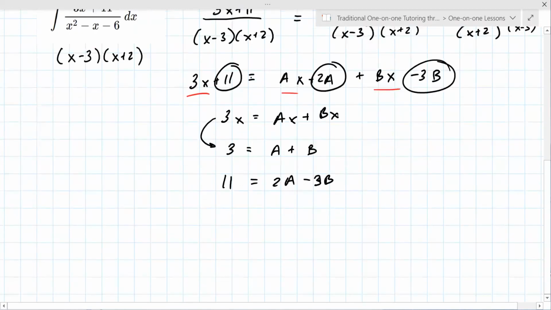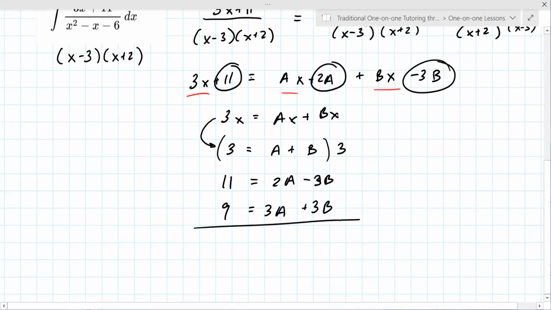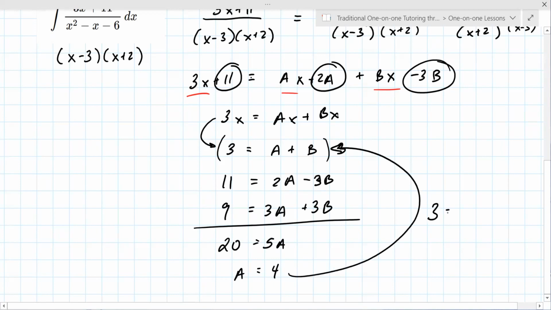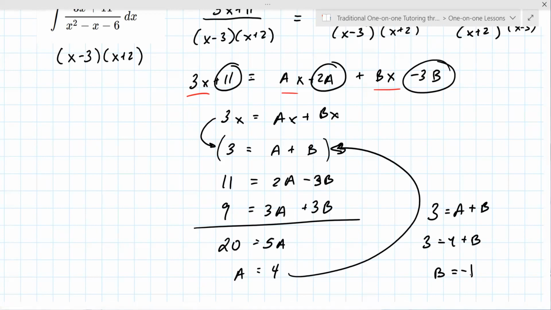This one, we'll just multiply the first equation by 3. So that gives you 9 equals 3a plus 3b. You add the equations, 20 equals 5a, a equals 4. And then you go back maybe to this line right here. 3 equals a plus b, 3 equals 4 plus b, so b equals -1. This is not the calculus. They actually teach this in pre-calculus, but you wouldn't have spent very long on it.